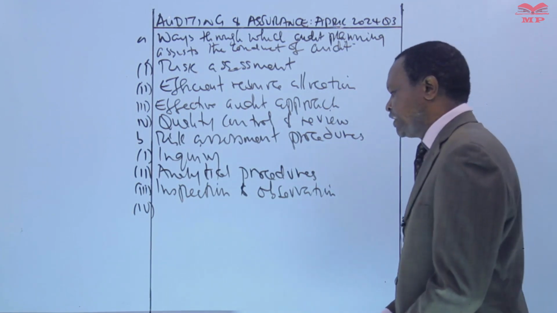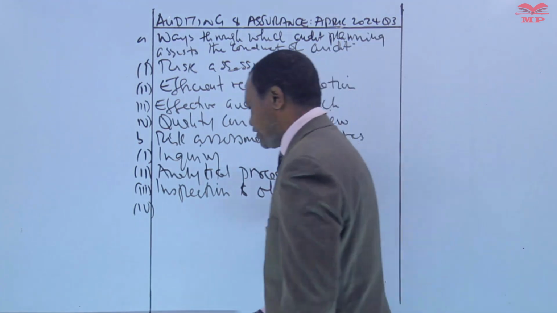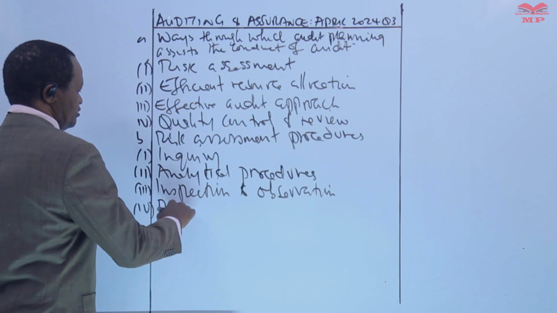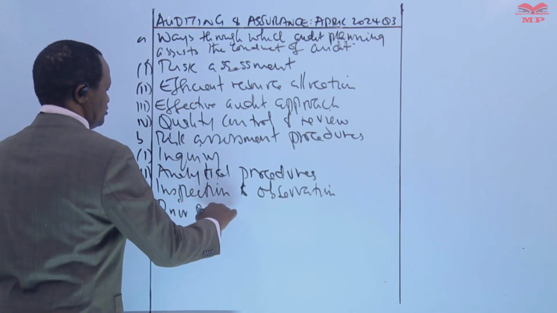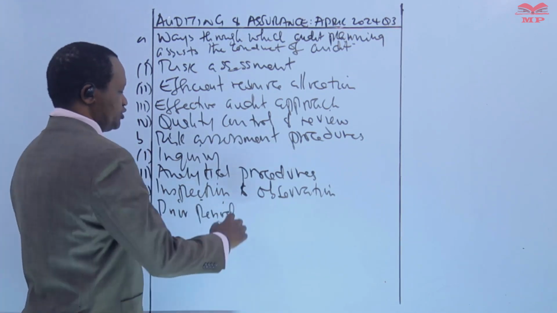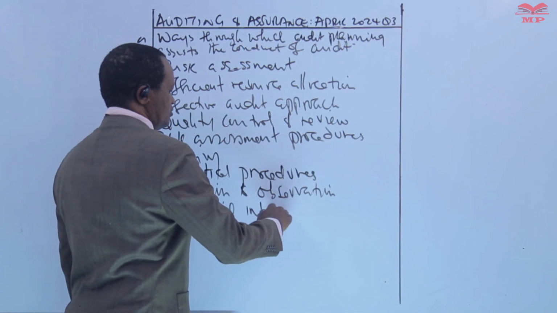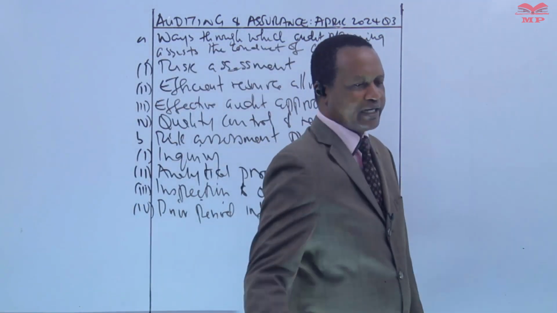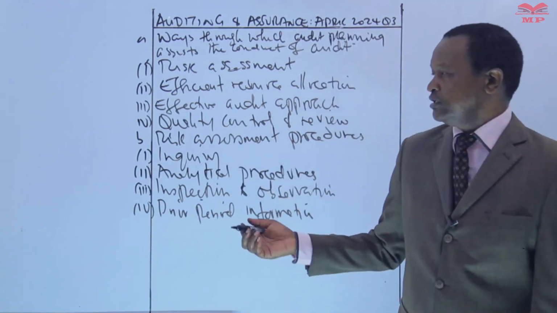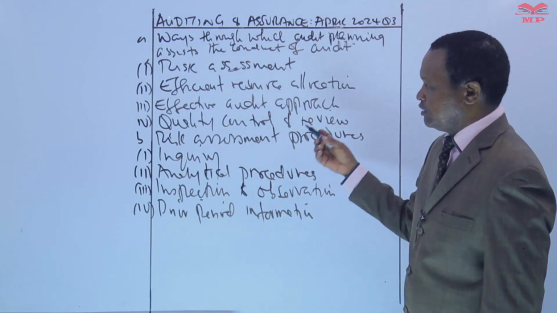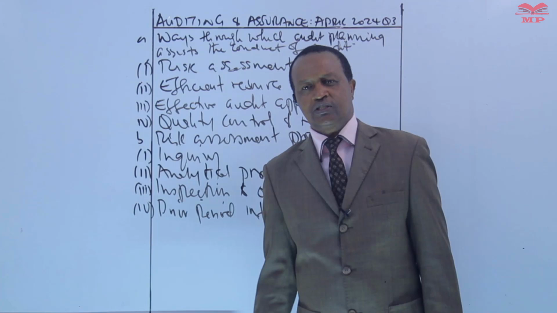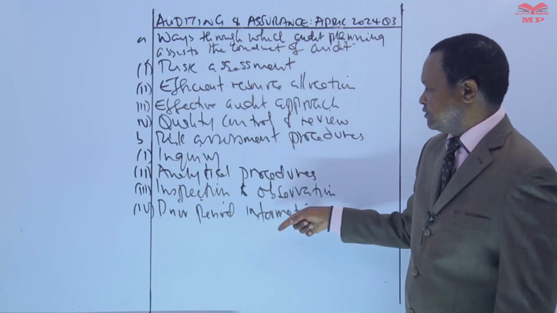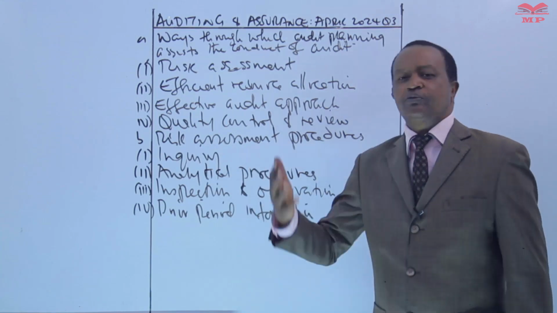Another way is through prior period information. Prior, what do I mean? When I say prior period, if the auditor is auditing 2024 financial statements, the auditor can check the previous prior period information.